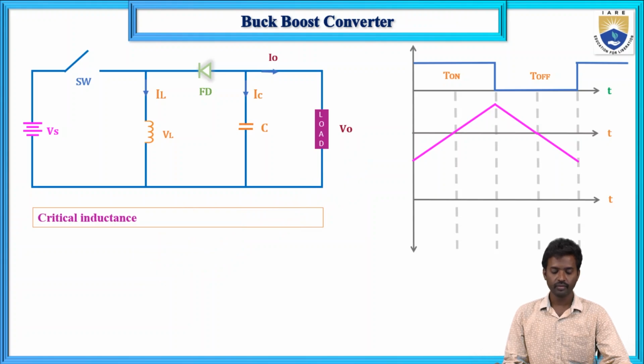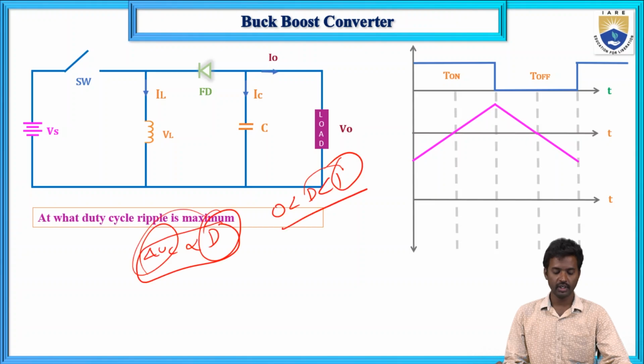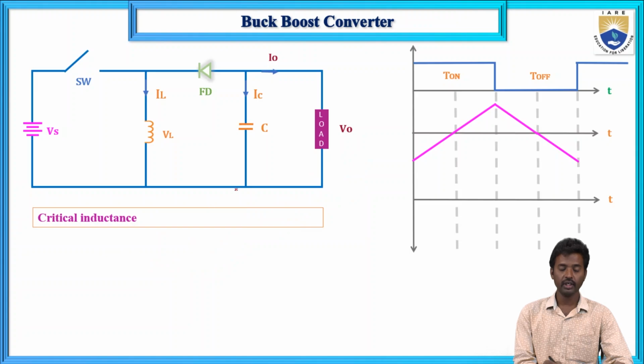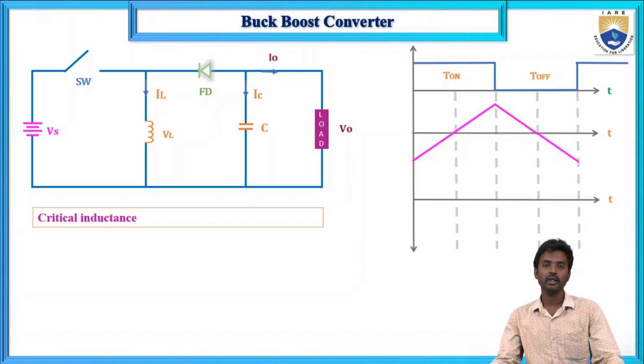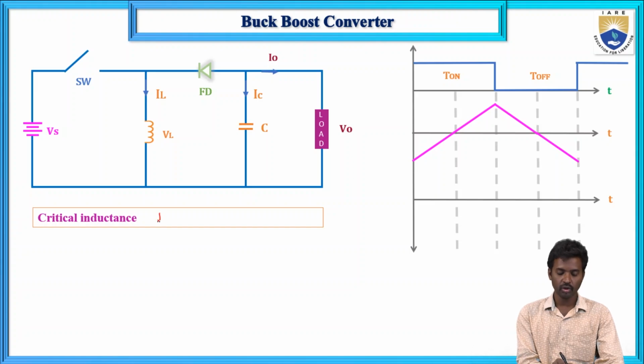Now, critical capacitance. How will you calculate it here? Critical capacitance, by the definition for inductance, is the minimum value of inductance for which the inductor current just becomes continuous. So IL minimum is equal to 0. That means IL minus del IL by 2 is equal to 0.